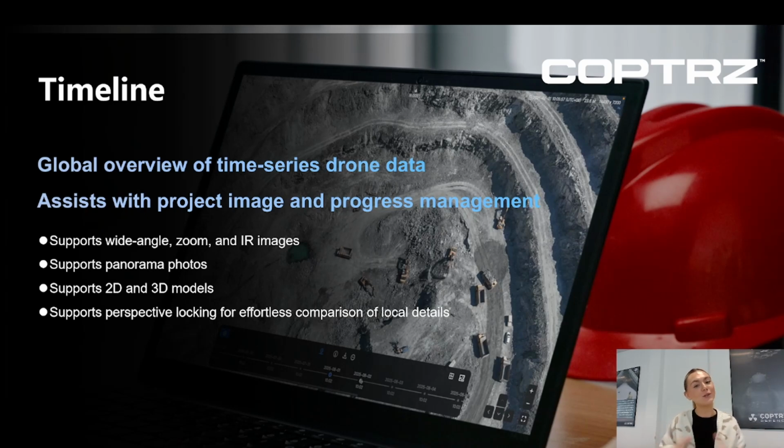That brings me on nicely to the timeline function, which I personally think is the best new function added to FlightHub 2. You can compare different drone data collections over time to see what changes have actually been made. So, for example, if you're doing stockpile measurements, you could do a survey today and do a survey next Friday and compare the differences, see what's been brought in, any changes that have been made. So this timeline function is supported by the wide angle, the zoom and the infrared images. It supports panorama photos, it supports the 2D and the 3D models.